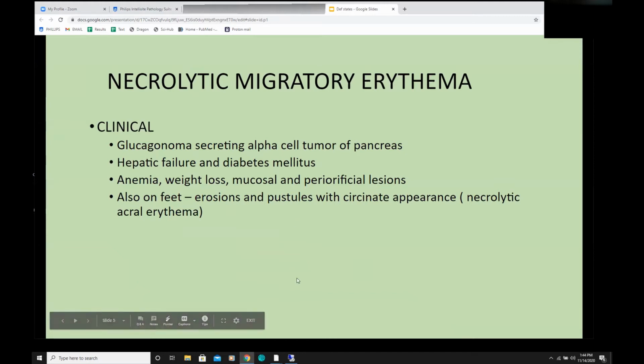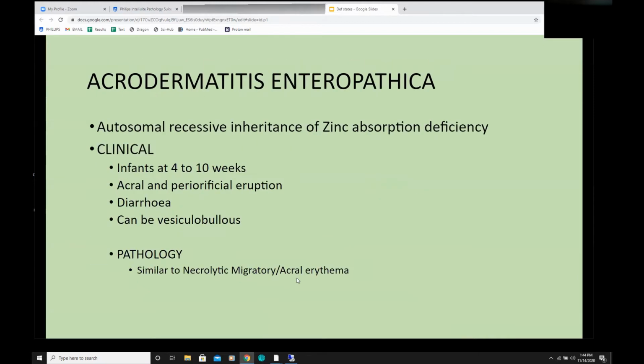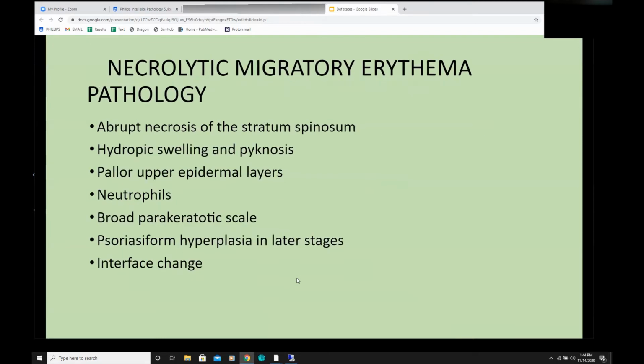And then related to the necrolytic migratory erythema is acrodermatitis enteropathica, which is a zinc deficiency. So these three all have the same pathology, which is an abrupt area of necrosis of the stratum spinosum with hydropic swelling and pyknosis of the nuclei in this area, pallor of the upper epidermal layers associated with neutrophils, and then later on a broad parakeratotic scale with psoriasiform hyperplasia in the later stages, and you find some interface change, and we'll see some slides of this.